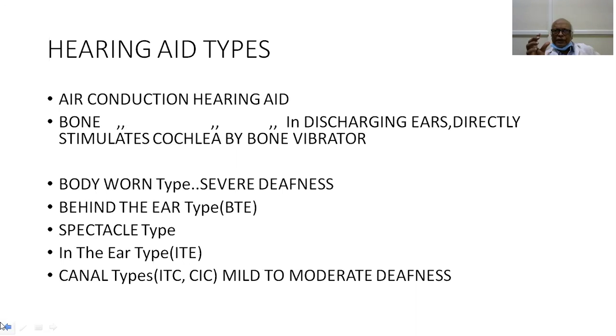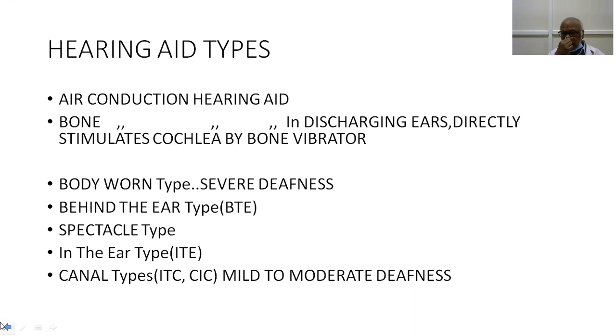In the ear type, the hearing aid is kept directly in the ear. It is seen here. So it is comparatively smaller in size. The advantage of this smaller size hearing aid is that, especially in women, they can cover it with the hair. Men also, if they grow hair and cover it, nobody knows that the individual is using a hearing aid.